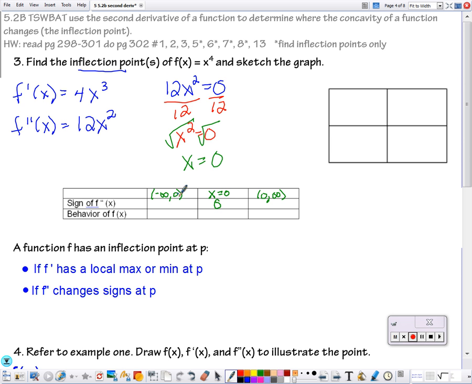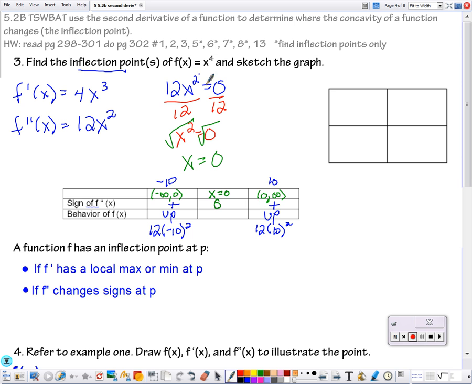So when we plug a negative number, let's pick negative 10, into the second derivative, we get 12 times negative 10 squared. Well, that's going to be positive, since the sign is positive. We pick a number more than 0, let's do positive 10. We plug that into the second derivative. It's also positive. So there's no change in concavity. That means this is not an inflection point. This is concave up. This is still concave up.